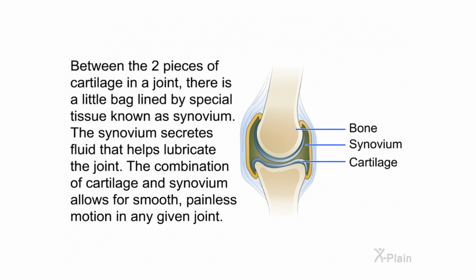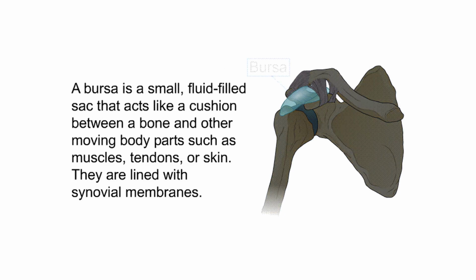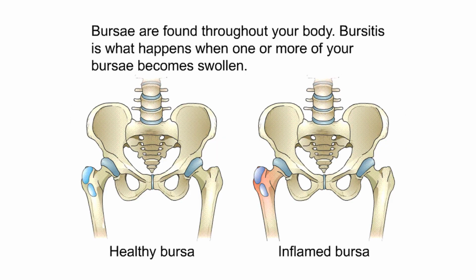Between the two pieces of cartilage in a joint, there is a little bag lined by special tissue known as synovium. The synovium secretes fluid that helps lubricate the joint. The combination of cartilage and synovium allows for smooth, painless motion in any given joint. A bursa is a small, fluid-filled sac that acts like a cushion between a bone and other moving body parts such as muscles, tendons, or skin. They are lined with synovial membranes. Bursae are found throughout your body. Bursitis is what happens when one or more of your bursae becomes swollen.